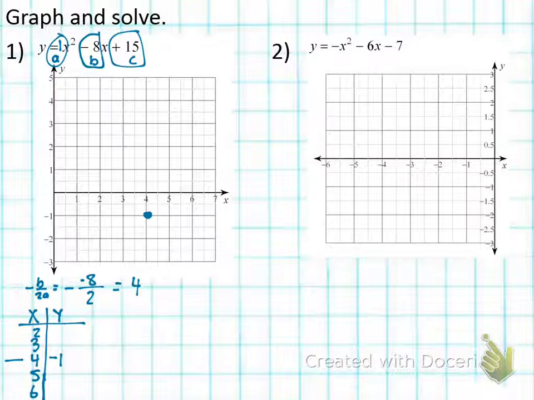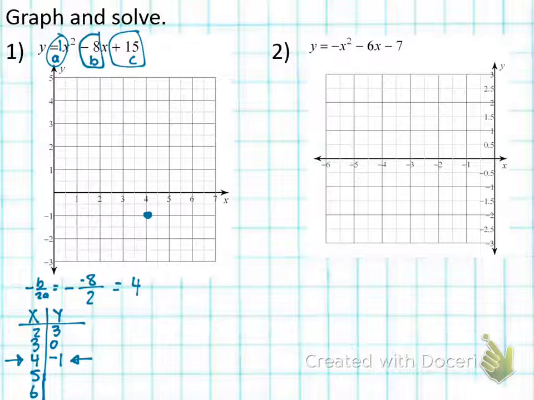Next thing I work with the smaller numbers. 3 squared is 9. -8 times 3 is -24. So 9 minus 24 is -15. -15 plus 15 is 0. So that's another point, (3, 0). Now we're going to put 2 in. 2 squared is 4. -8 times 2 is -16, plus 15 is -1... positive 3.